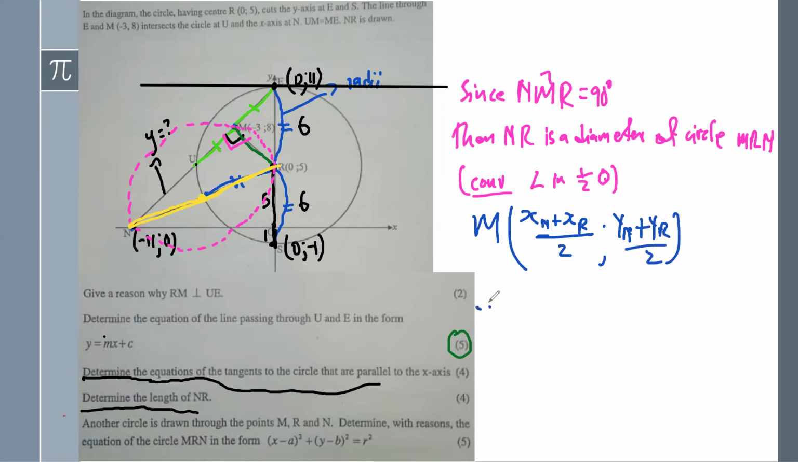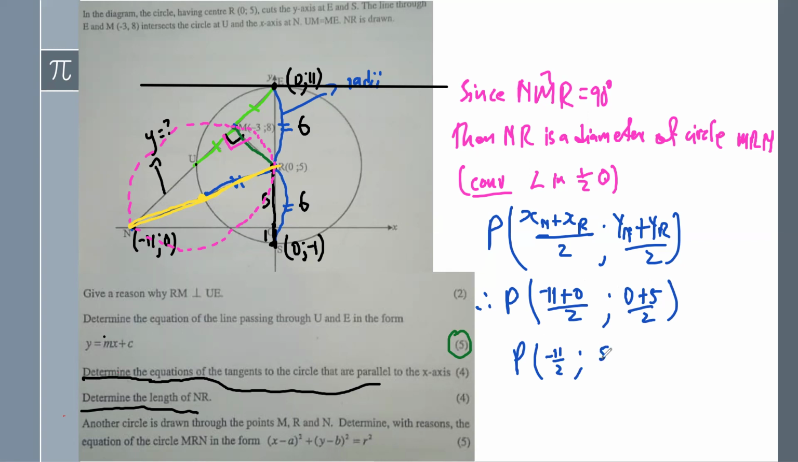Let's do the quick substitution. Therefore, we will call that center, let's call it center P. I hope we don't have point P anywhere then. Yeah, let's just call it center P. I can't use O because there's already O in the diagram. So let the center be P. Now the x at N is -11 and the x at R is 0. That's over 2. Y at N is a 0 and y at R is 5. Guess what? The coordinates of the new center should be that.